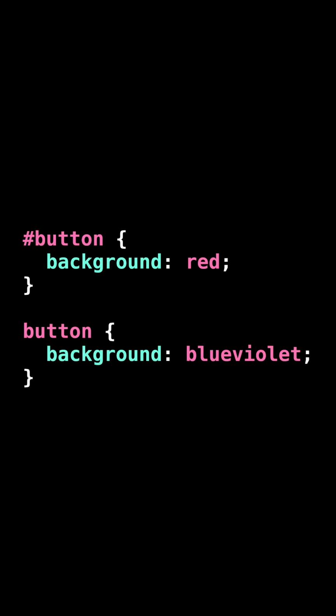animation effects. Selectors also cascade or override each other, meaning that a more specific selector will override a less specific selector. This has been CSS in 60 seconds.